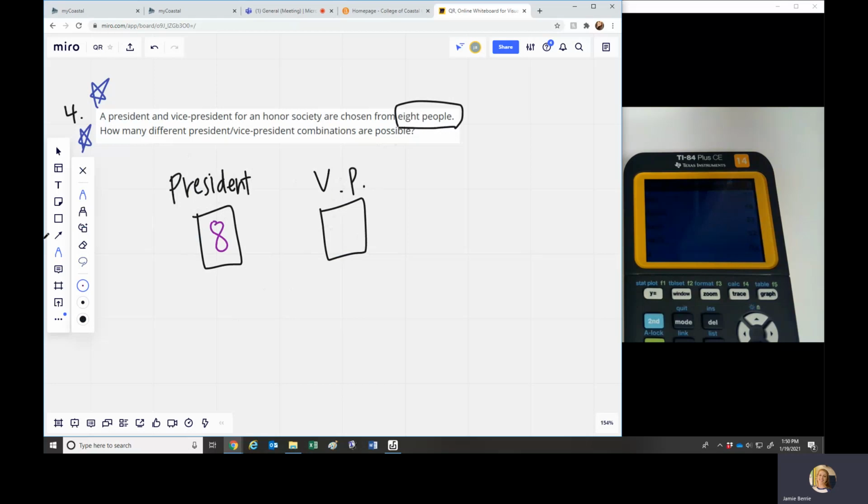Now, what about for vice president? We've already picked someone for president. This person cannot be the president and the vice president. So how many people do we have to choose from now? Now we have 7 people to choose from, right?